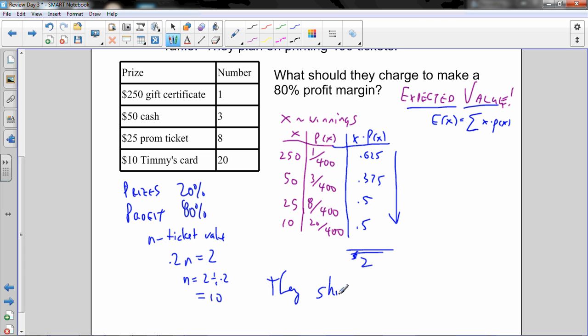They should charge $10. That was one of the tough type of expected value problems. Often we're just after how much we would expect to get on our investment.